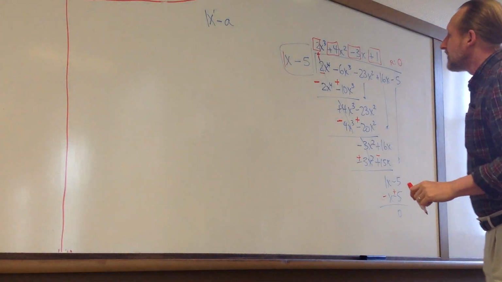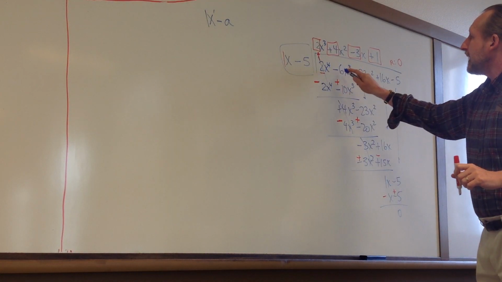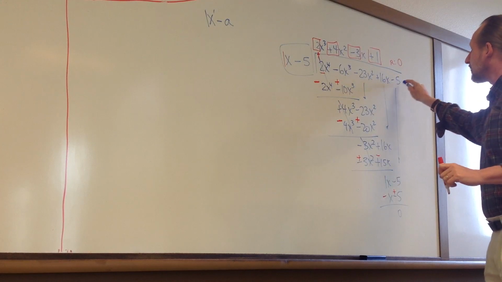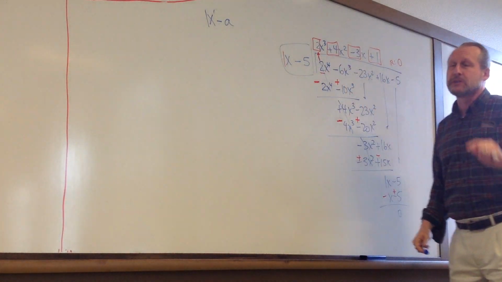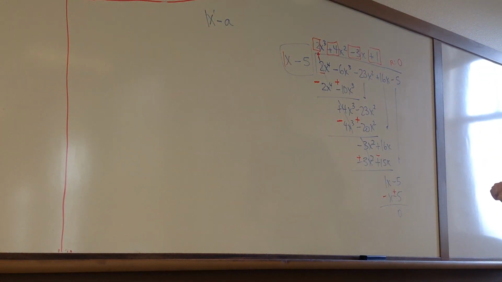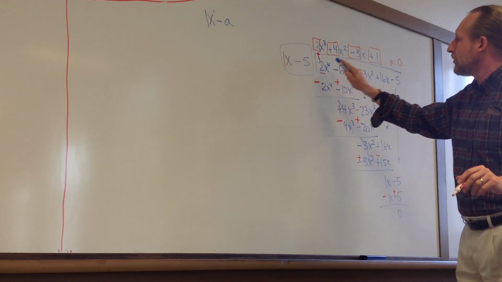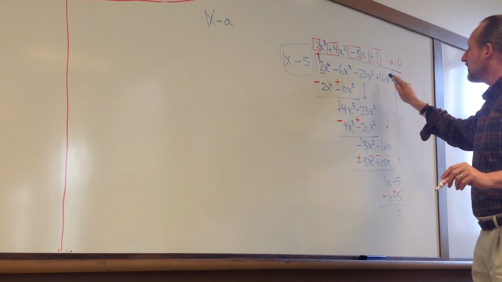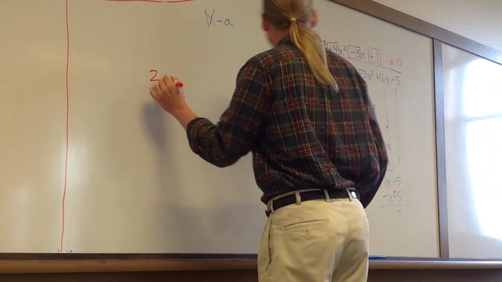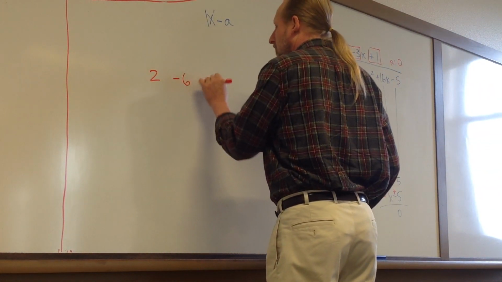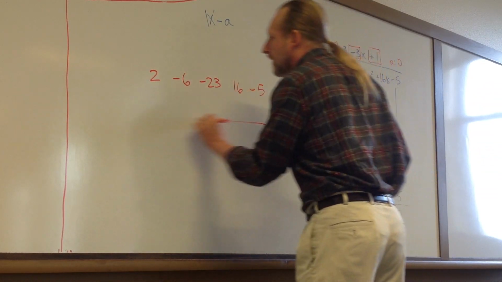So, synthetic division is set up. What we do is we pick off the coefficients of what we're dividing into. And if there's a missing power, it's important to put a 0 in there. I'll show an example like that when we get to the problems. But we start off just by taking out the 2, negative 6, negative 23, 16, and negative 5. Okay.